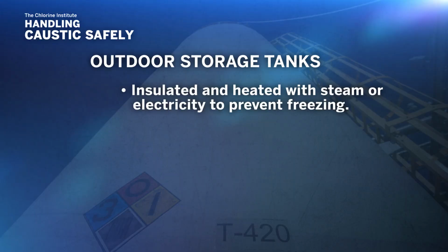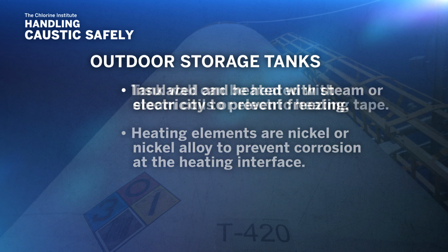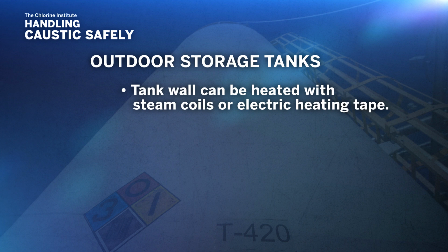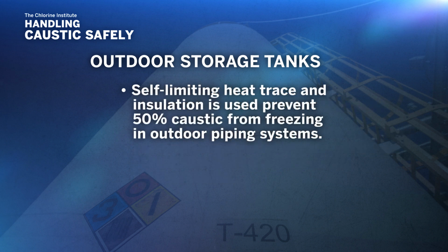Outdoor storage tanks are insulated and heated with steam or electric heaters to keep the caustic from freezing. Heating elements are often nickel or nickel alloy to prevent corrosion at the heating interface. Heating of the tank wall can also be accomplished with steam coils or electrical heating tape. Wall heating systems must be designed to avoid the creation of localized hotspots, which can exceed the design limits of the tank or vessel. Self-limiting heat trace and insulation is used to prevent 50% caustic from freezing in outdoor piping systems.